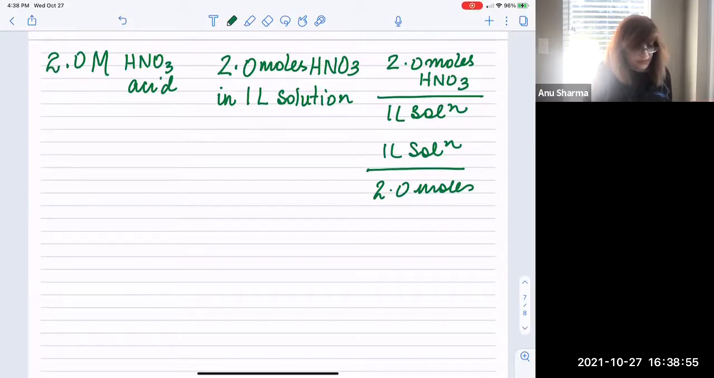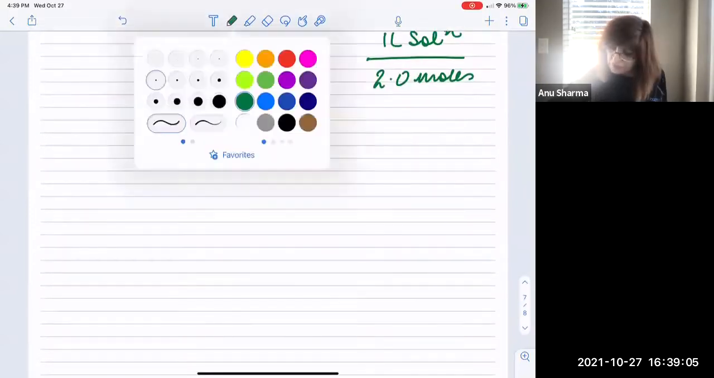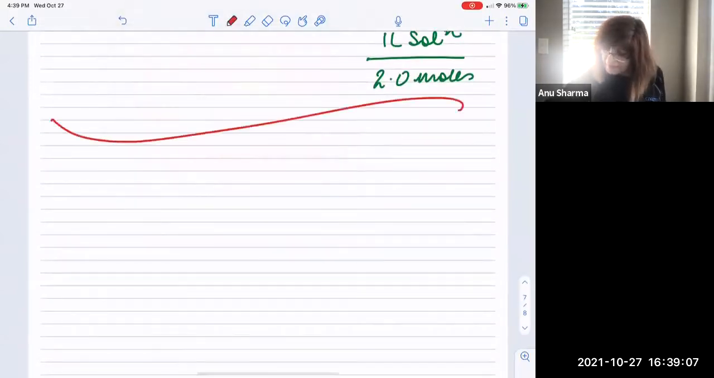Then we are going to look at a little bit more complex problems, which is 9.10. Then I'm going to look at the dilution of solutions, and then the properties. So I'm going to stop here and we'll carry on in the next video.